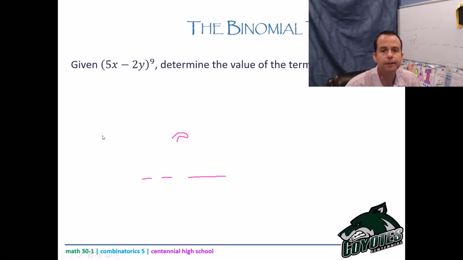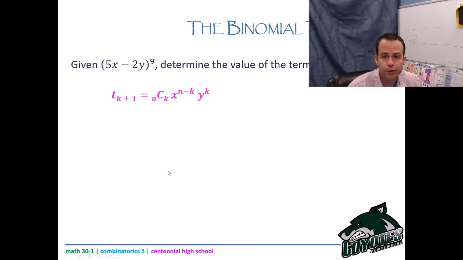Now, given 5x minus 2y all to the 9, determine the value of the term containing x to the 5. So again, I didn't explicitly tell you what k was here, so we're going to have to figure that out. Think about what you do know. You do know n is 9. You know that x is 5x, and you know that y is negative 2y, sorry.